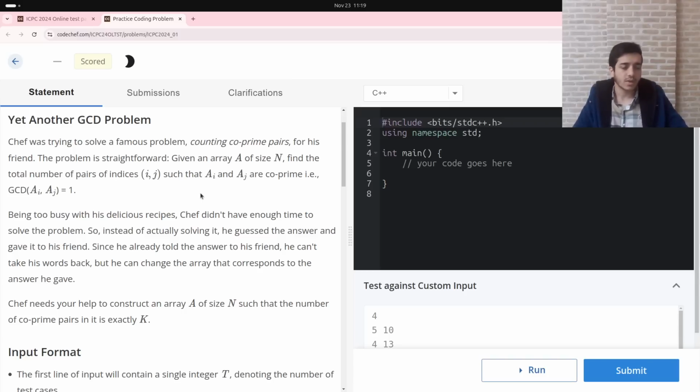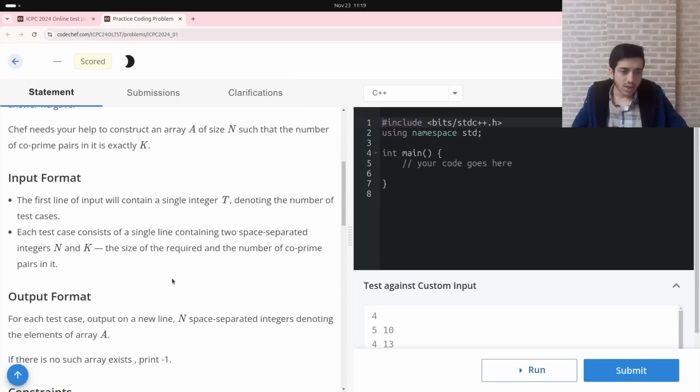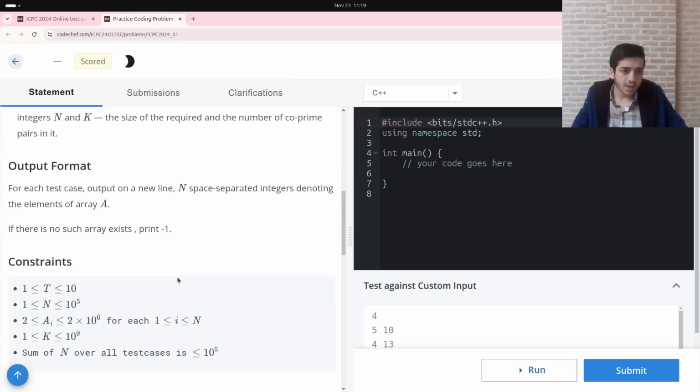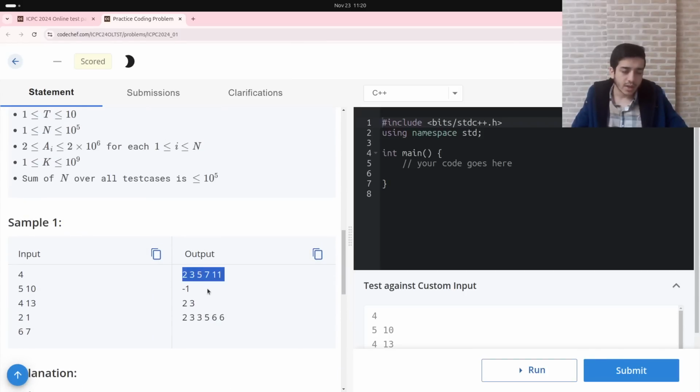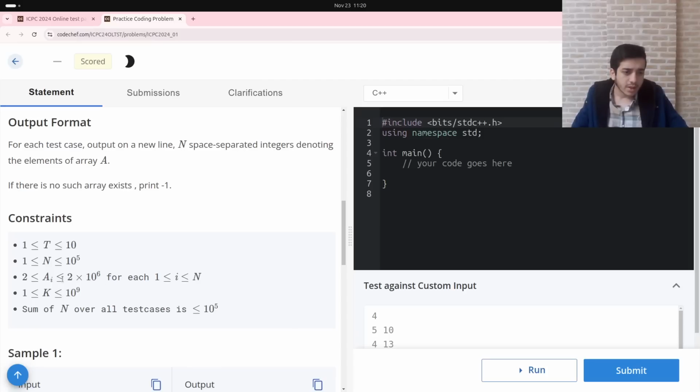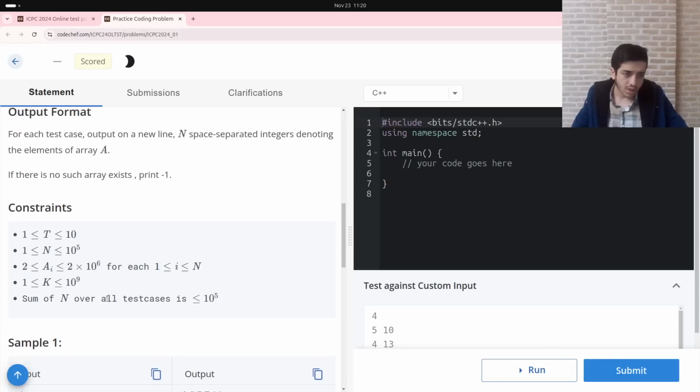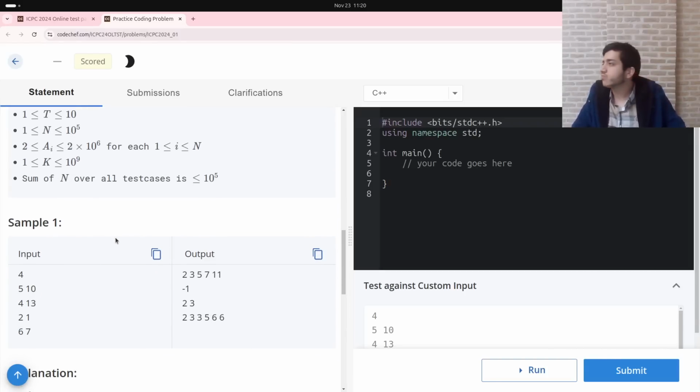And yeah, it gives us an integer k and asks us to construct an array, and it also gives us n. So it wants an array of length n such that the number of coprime pairs is k. Okay, and k is very big, n is very big, and we can set the AI, and that's it.